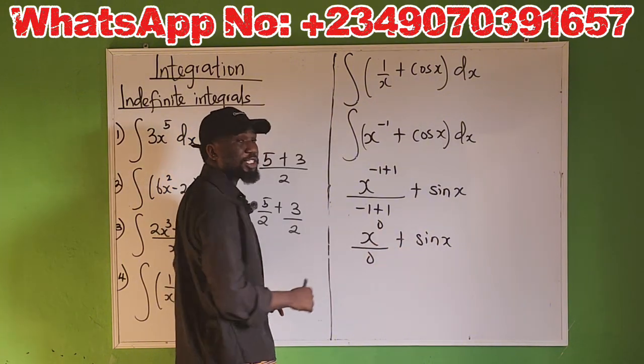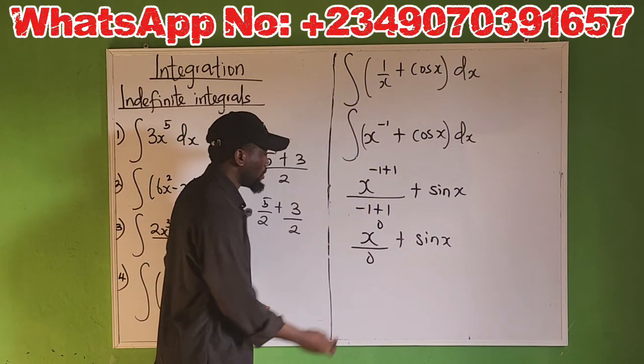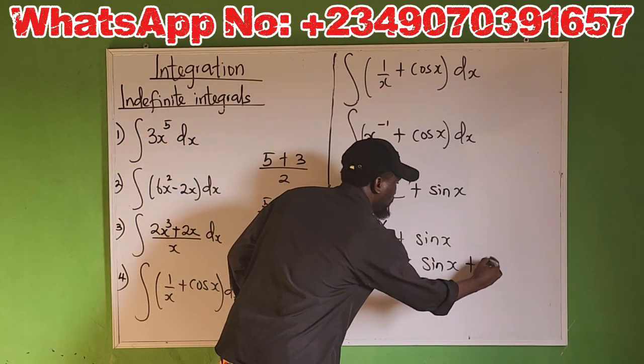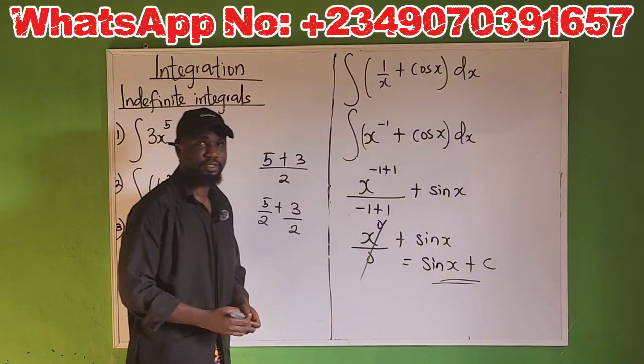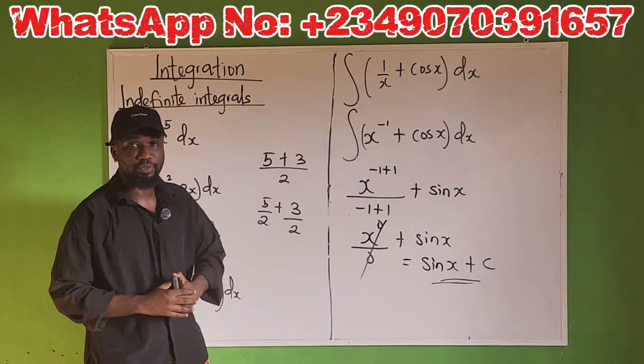x to the power 0 is what? It is 1. And 1 divided by 0 is what? That is 0. So this is cancelled. So what we have left is what? It is sine x. Then plus what? Plus the constant. Do you get it? All right, so let's move to the next set of questions.